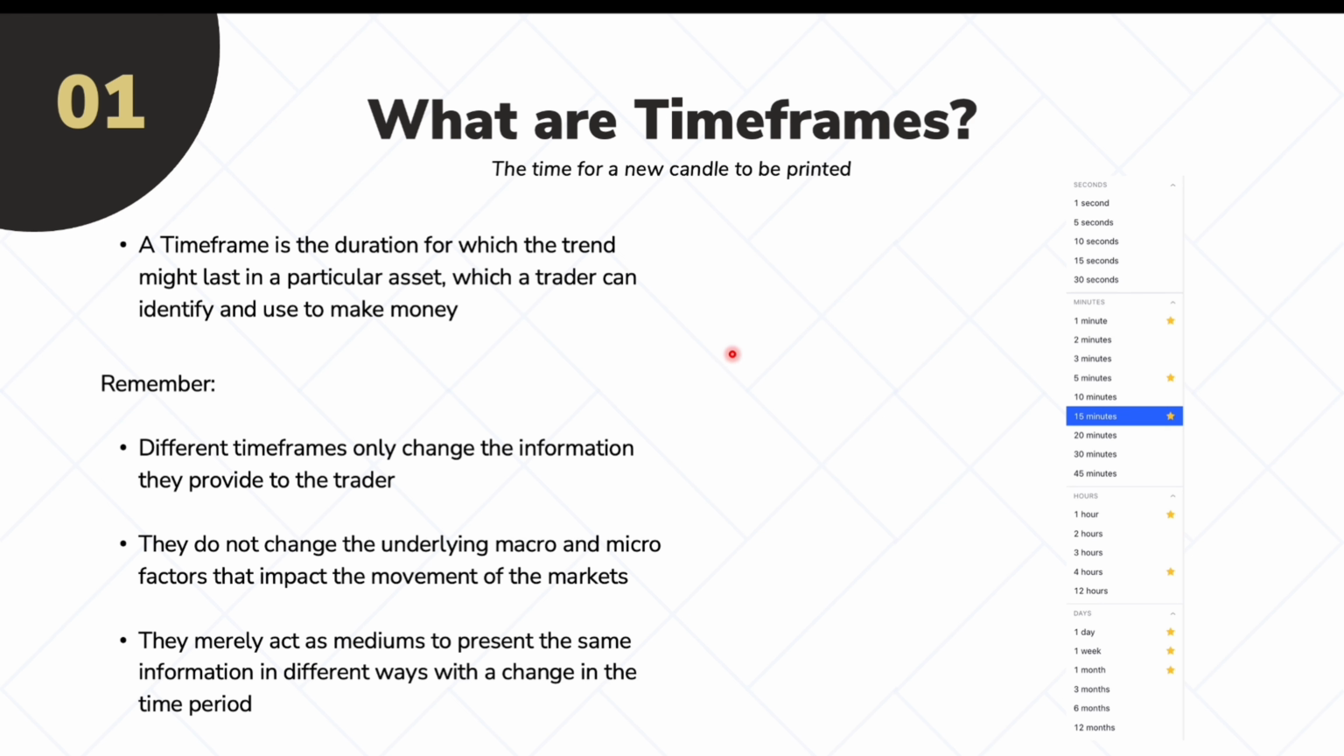Also the 1 minute, every single minute is 1 candle. So if you're at the 1 minute time frame, in a short period of time, you will see lots of new candles being printed because you only need to wait 1 minute for a new candle to be printed.